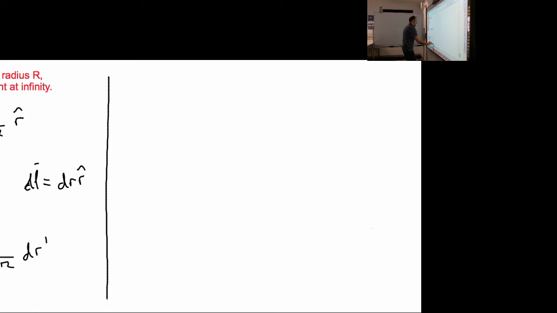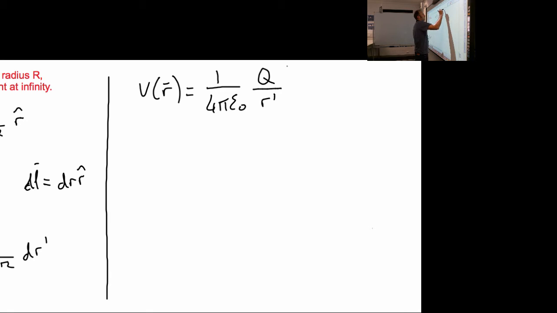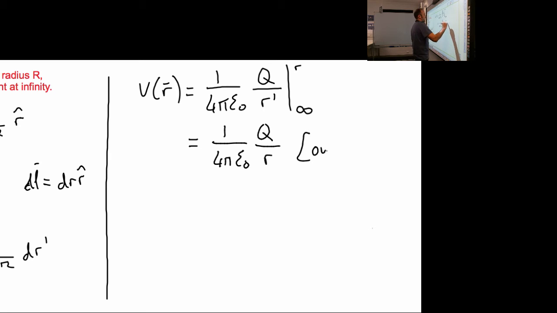What this comes down to is we have our potential outside, V of r, be equal to 1 over 4 pi epsilon naught Q over r prime between infinity and little r. For infinity it's going to go to 0, so we have 1 over 4 pi epsilon naught times Q over r. Okay, and this is for outside.